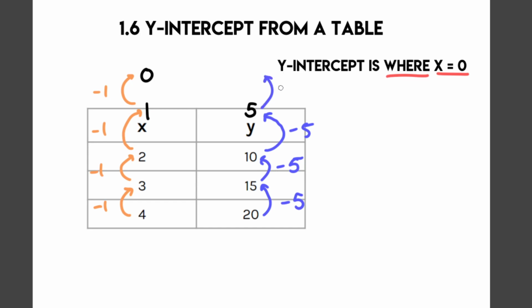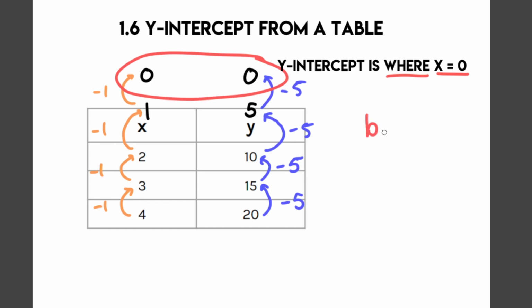One more time. Minus 5. Once again, 5 minus 5 gives me 0. So this y-intercept is actually going to be, once again, where x is equal to 0, which is right here. So it's going to be this pair. So that tells me that my y-value, my y-intercept, is equal to 0.